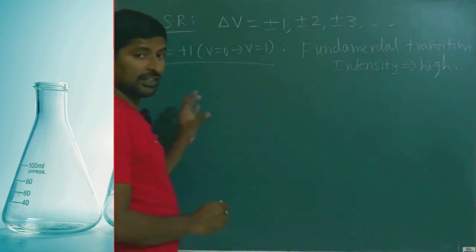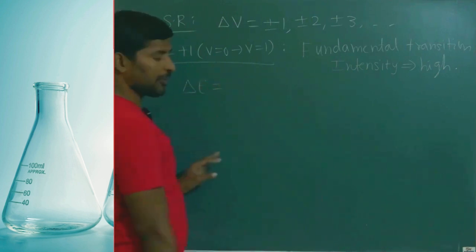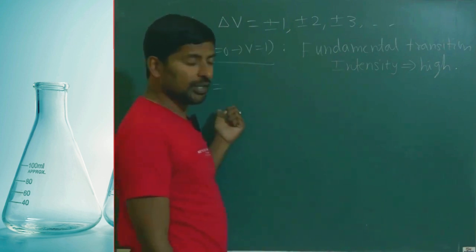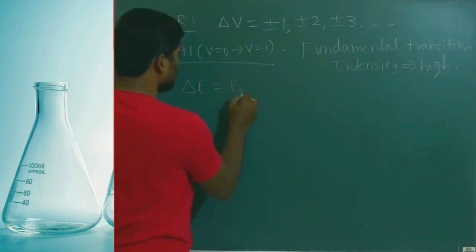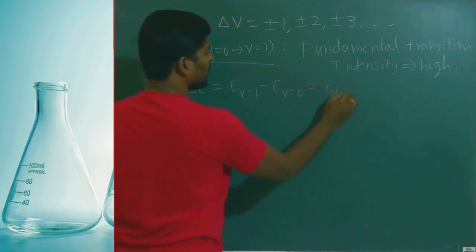Now, we get a signal corresponding to the fundamental transition. So, how much energy is absorbed during this transition? Energy absorbed is nothing but the gap between those two levels. So, E at V equal to 1 minus E at V equal to 0. Already we calculated, what did we get?